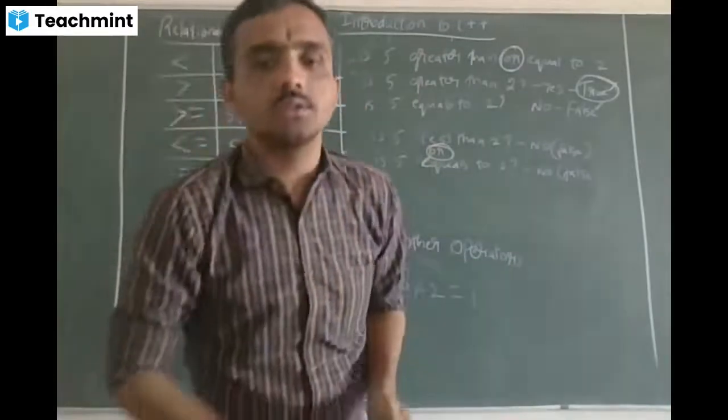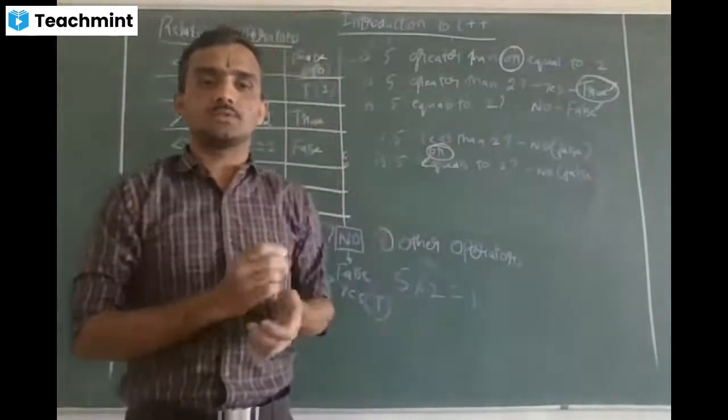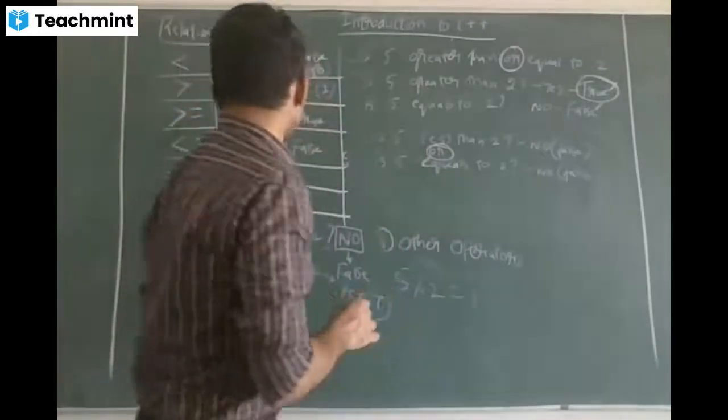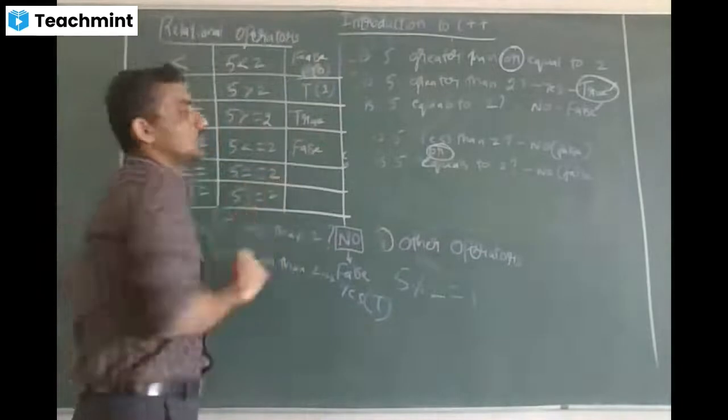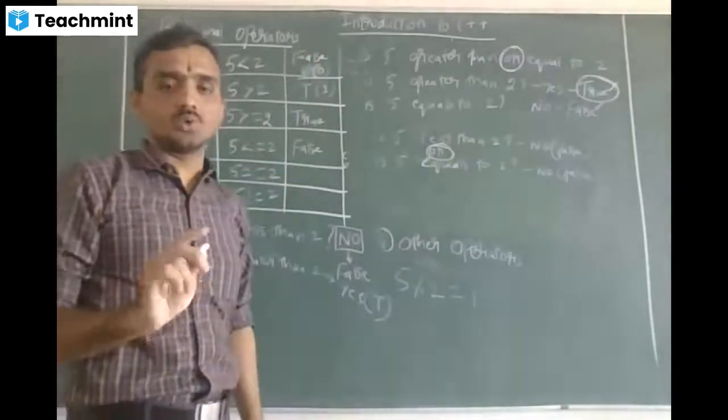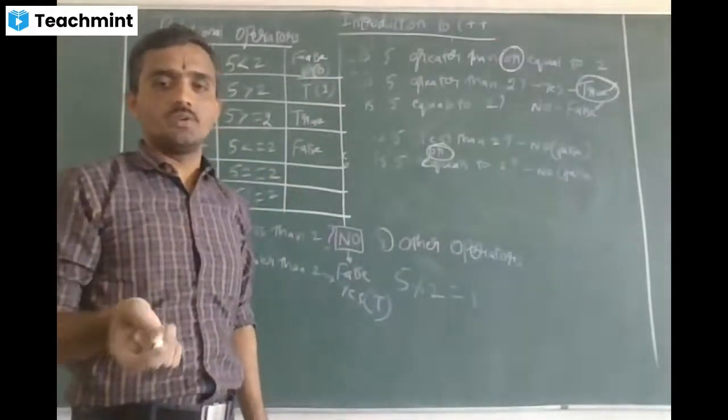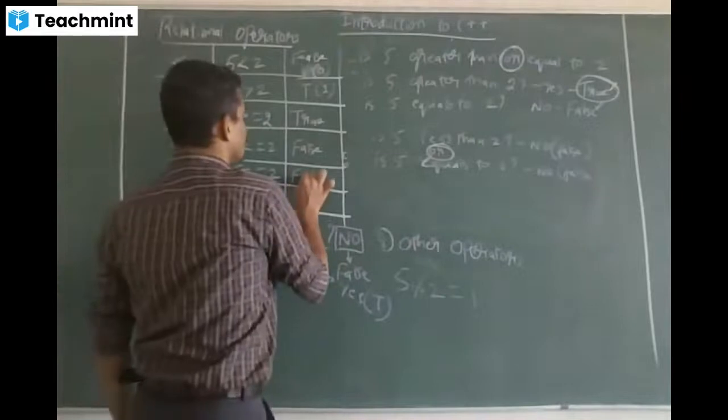Both are false. So yes, result is false. Okay. Next, is 5 equals to 2? Only one question is here. No, two questions. Is 5 equals to 2? No. 5 is not equal to 2. So no means it is false.